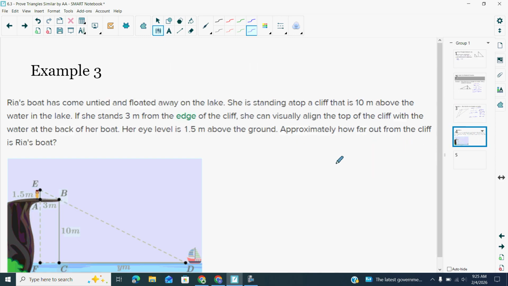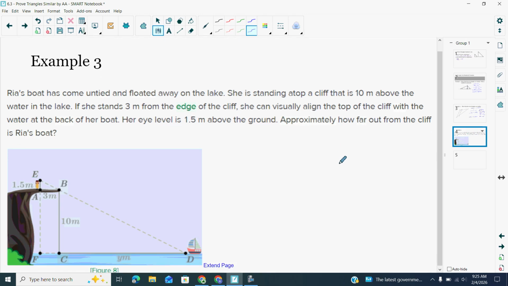One more example, and it's a story problem here. It's got a figure as well. It says that Ria's boat has come untied and floated away on the lake. She's standing right here at the top of the cliff. The cliff is 10 meters above the water in the lake. She smartly stands a little bit back from the ledge, 3 meters back from the edge of the cliff.